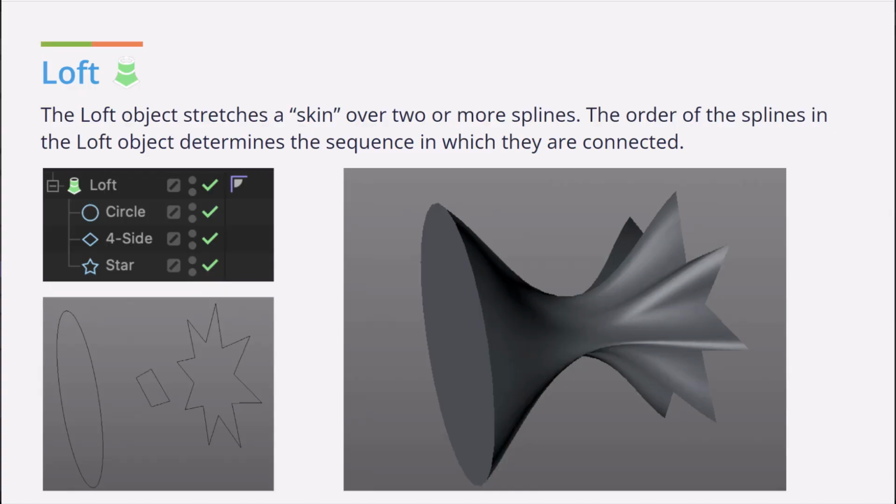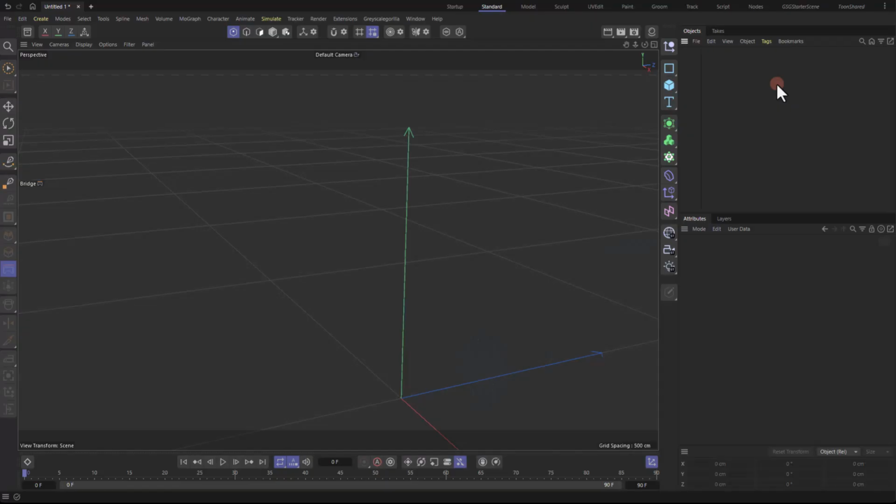The next generator is the Loft. The Loft object stretches a skin over 2 or more splines. So this skin is created out of geometry, right? So the gray geometry that Cinema 4D creates. The order of the spline in the Loft determines the sequence in which they are connected.